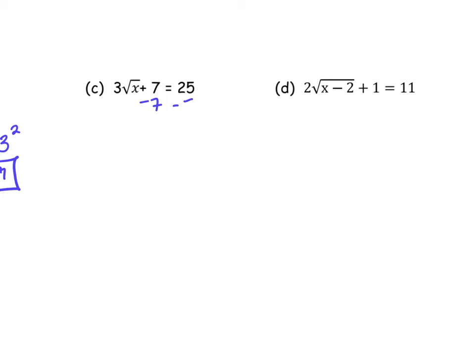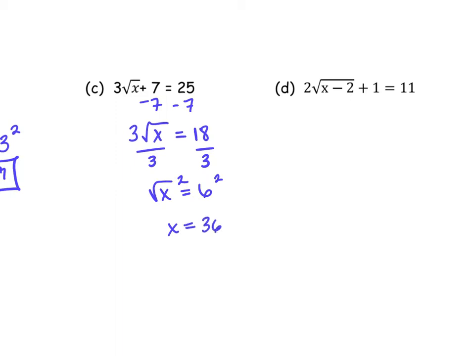Subtract 7 from both sides. 3 times the square root of x equals 25 minus 7, which is 18. Divide both sides by 3 to get that rad x, or radical x, square root of x, however you want to say it, alone. So square root of x equals 6. I'm going to square both sides, and I have x equals 36.